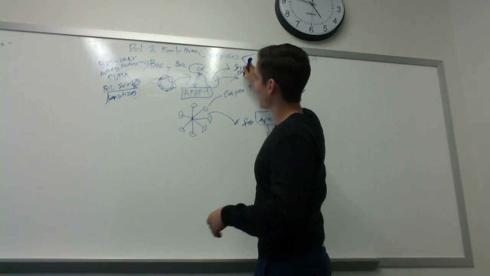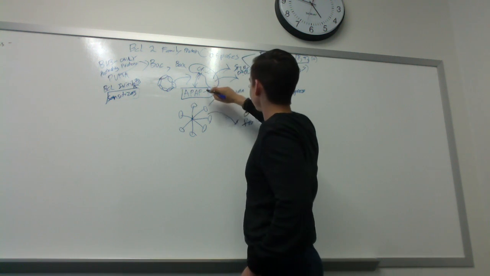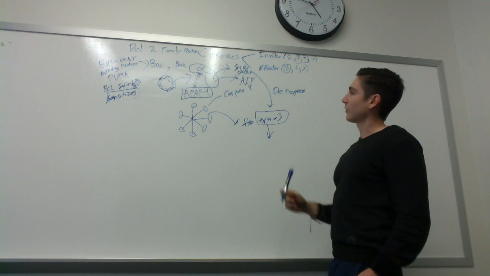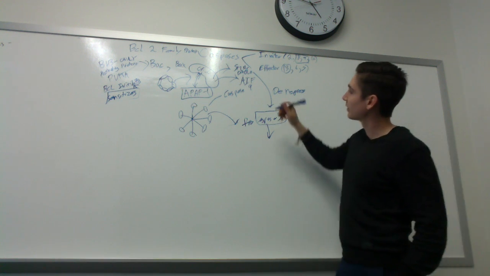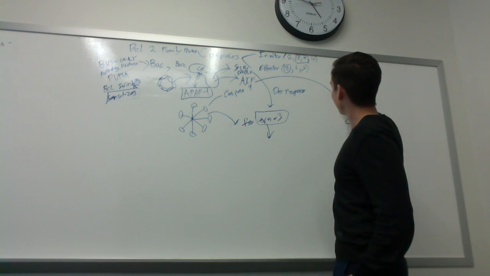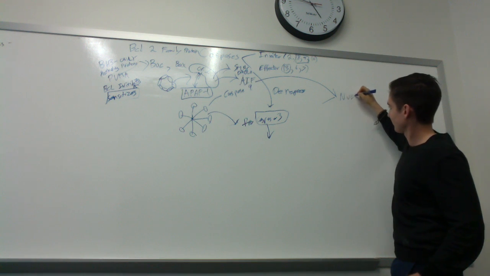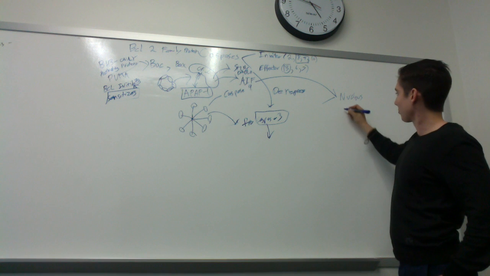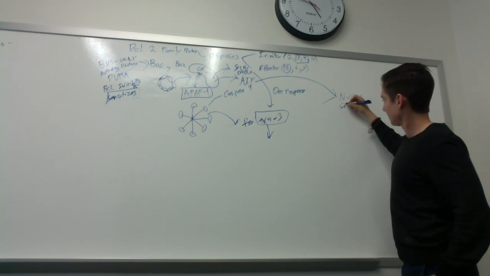And then another one that is released is apoptotic initiating factor, AIF. So apoptotic initiating factor will then migrate to the nucleus, where it initiates chromatin condensation and degradation.